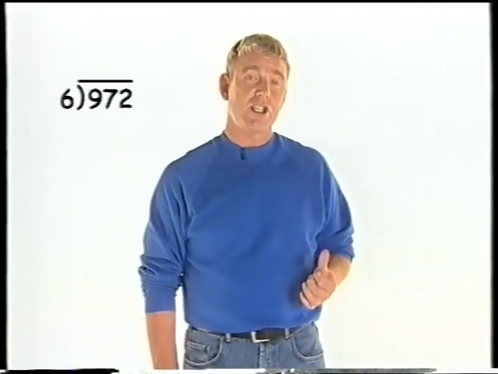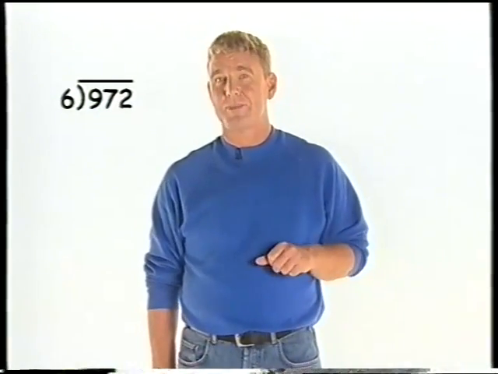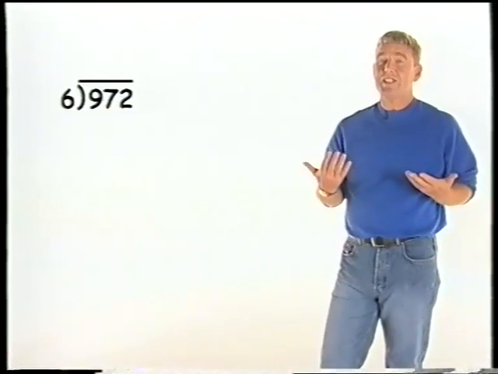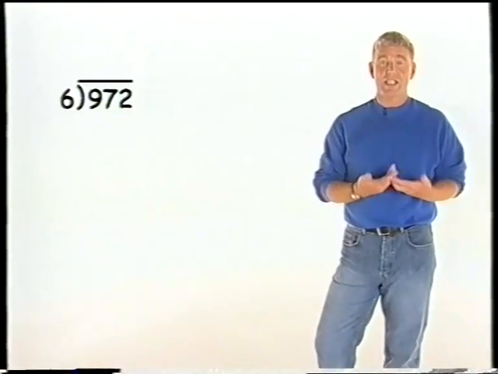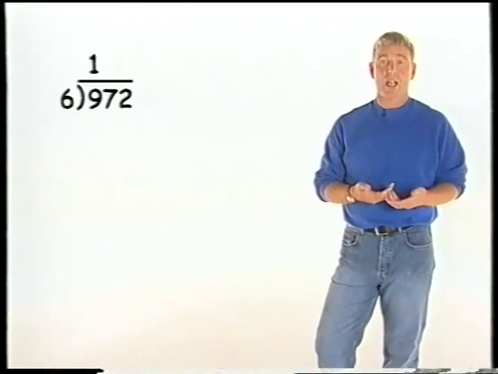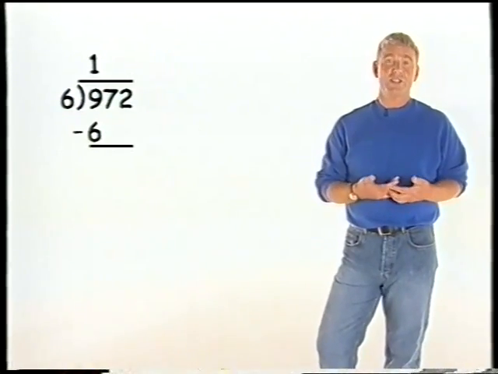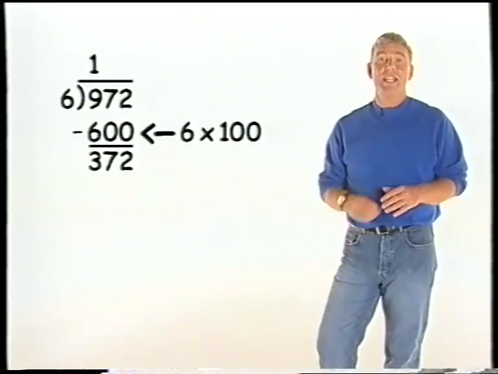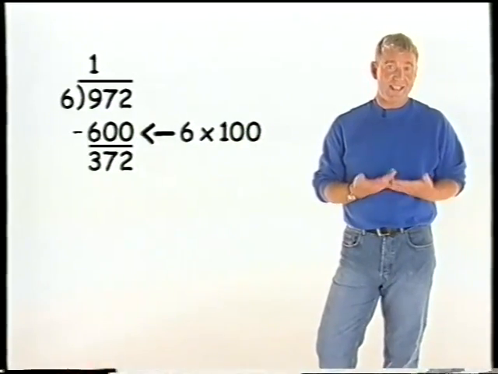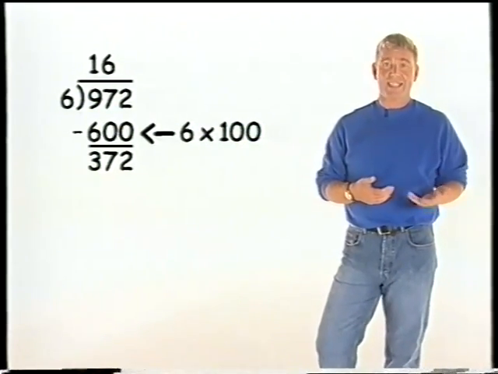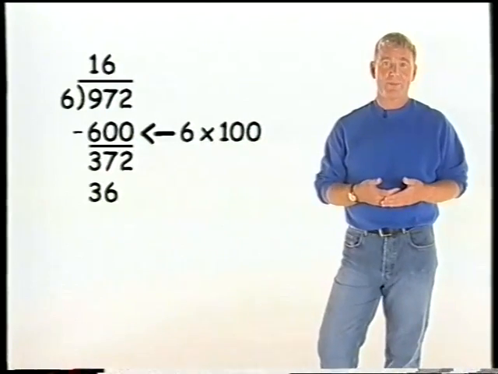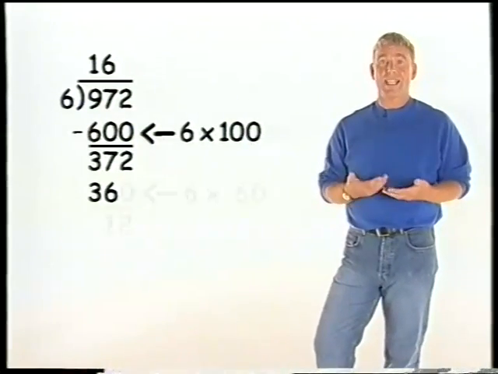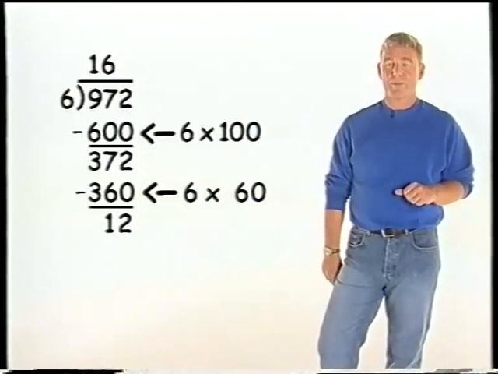Let's try something a bit easier. 972 divided by 6. We'll go through it carefully, step at a time. The nearest number of times that 6 will go into 9 is 1. 1 times 6 is 6. 6 from 9 is 3, bring down the 72. The nearest number of 6's into 37 is 6. 6 times 6 is 36. 36 from 37 is 1, bring down the 2.